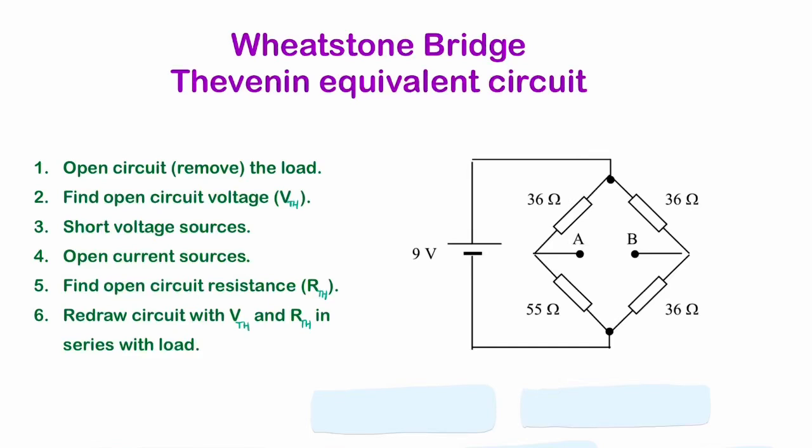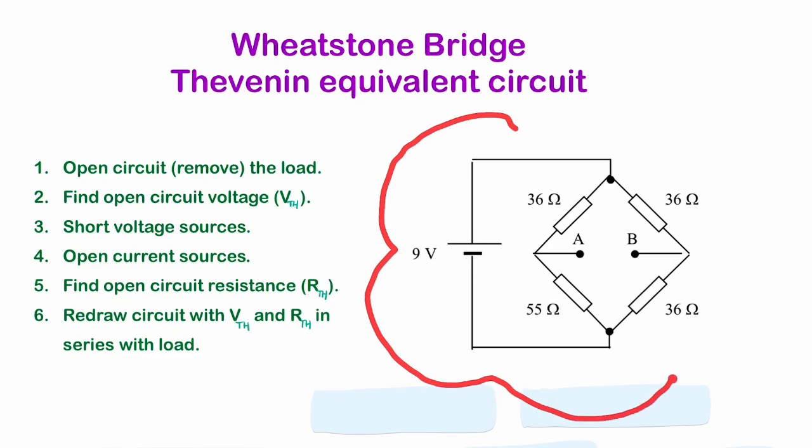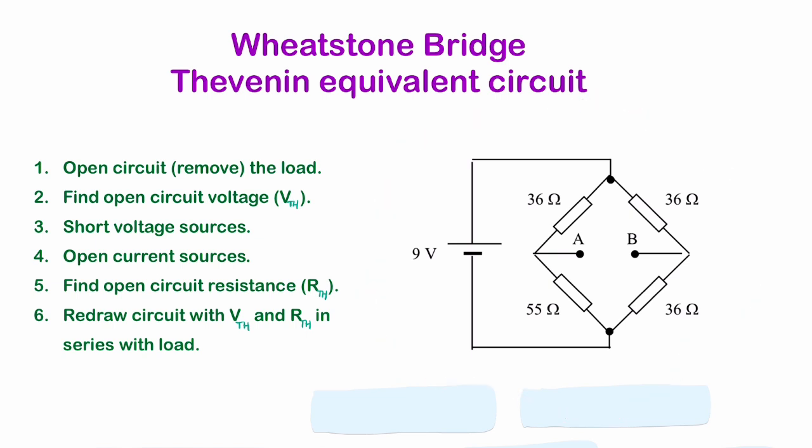This is the familiar circuit called a Wheatstone bridge, and it's generally used to find the value of an unknown resistor using a variable resistor by balancing the bridge. And here we're trying to find the Thevenin equivalent circuit.